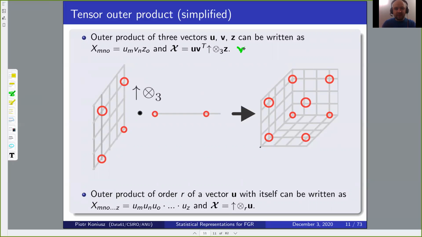So that may be written perhaps as V times V transpose, and then of course times V again after vectorization. So we denote this outer product of higher order over here.